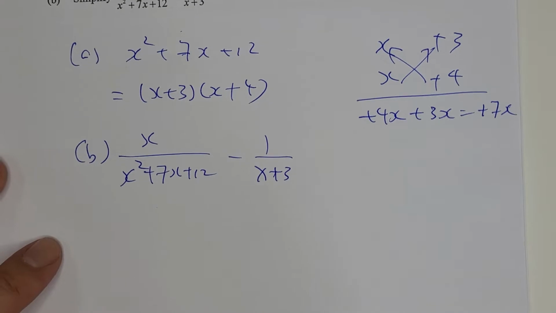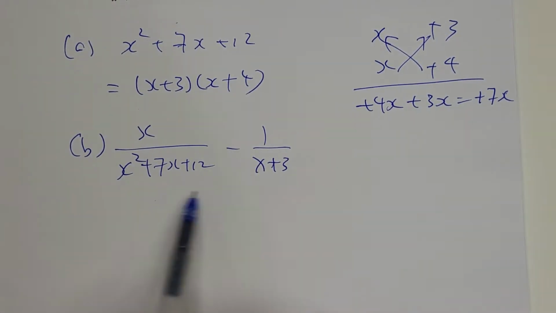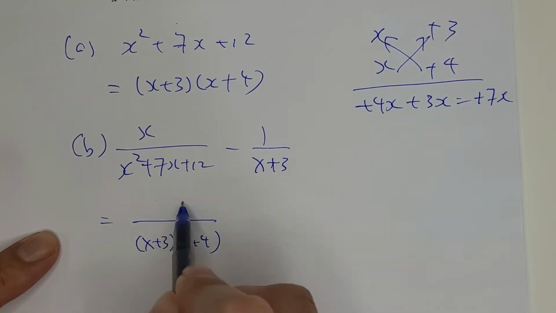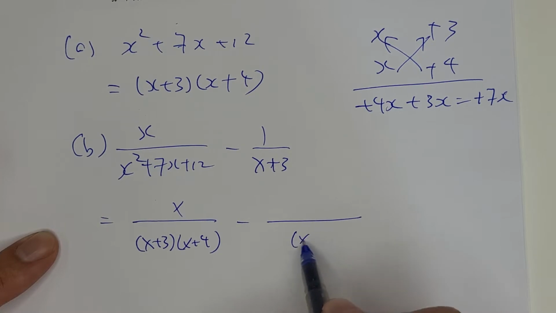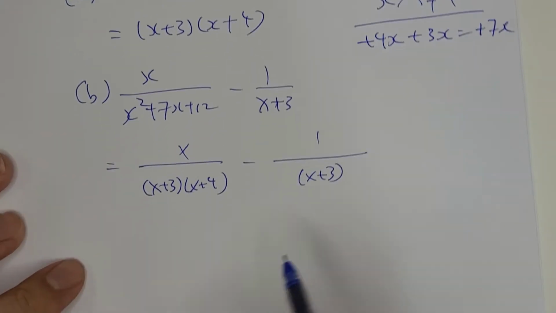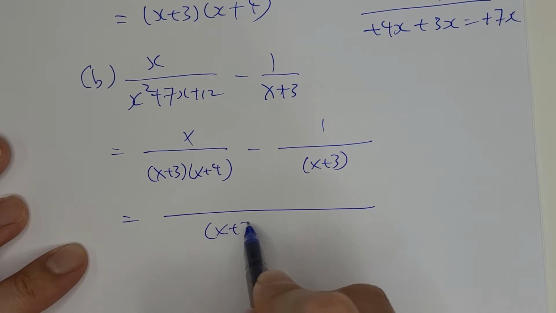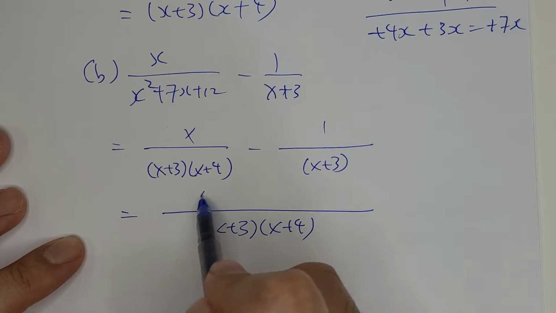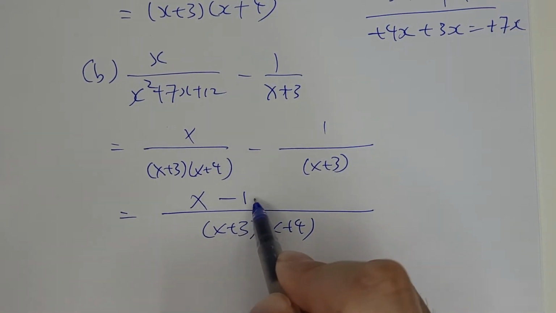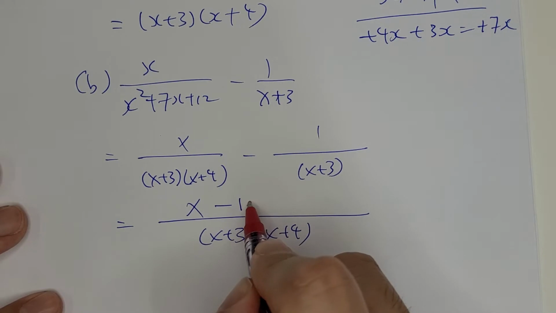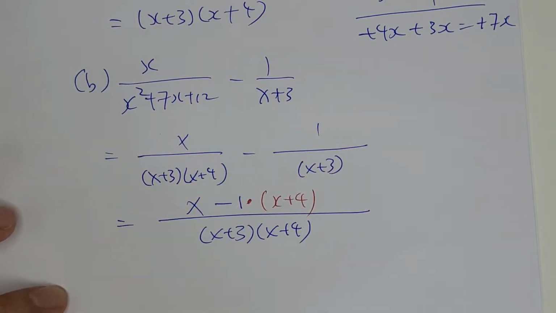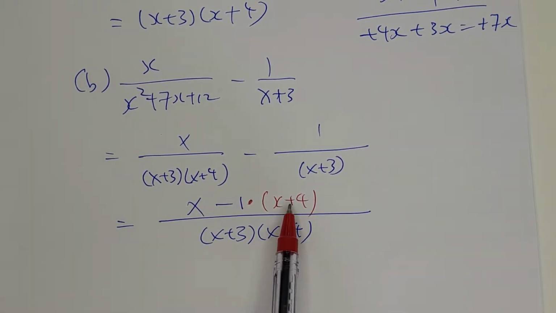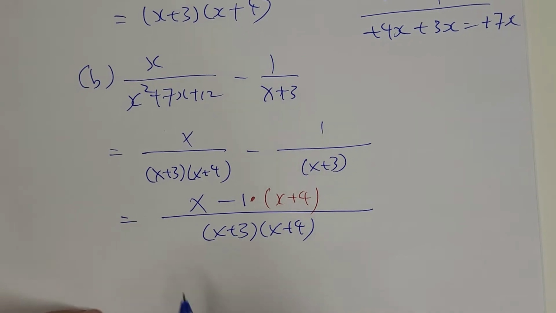So let's see how do we do this. In part B, the denominator here can be factorized to become x plus 3 times x plus 4. In here, there's an x plus 3 only. So when you change it into the same denominator, that means you will find the LCM of these two denominators. First one, just let x. And second one, just let 1 times x plus 4, okay? Because in the denominator, it has one more factor, x plus 4. So the numerator, you should also have one more factor, x plus 4.